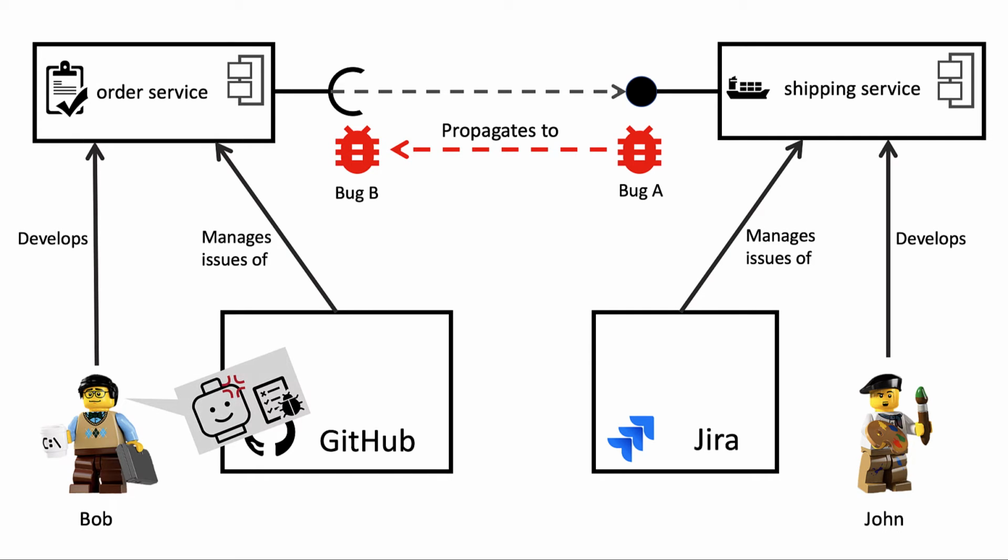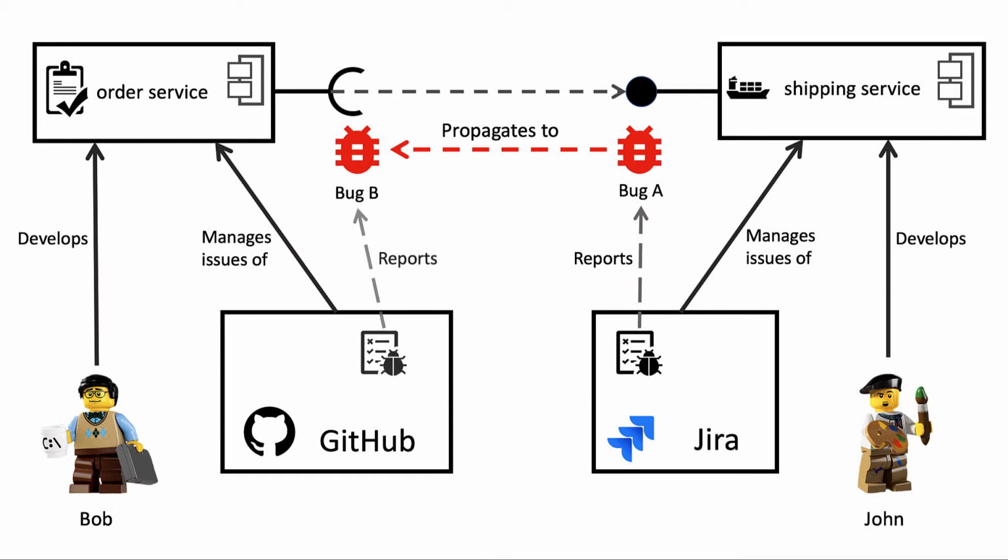Bob is annoyed about this new bug in his service and looks for the origin of it. He finds out that the bug is dependent on the other bug of the shipping service's interface and finds a bug report for it. However, since both services manage their issues independently in different systems, Bob cannot link his bug report semantically to the shipping service's bug report in the Jira project.